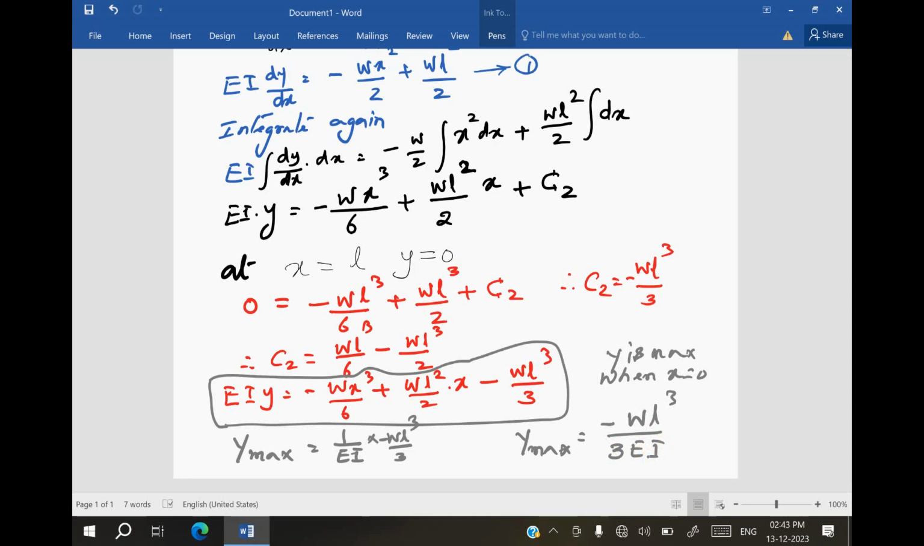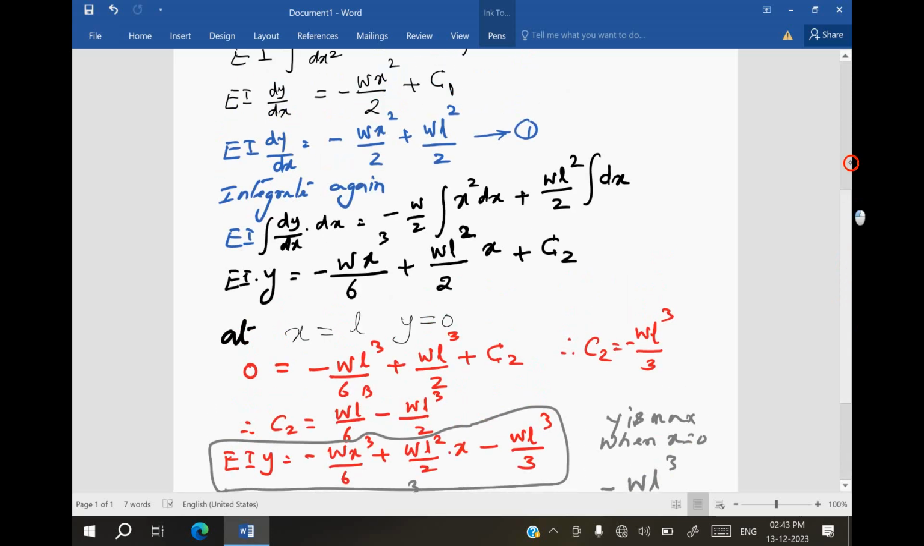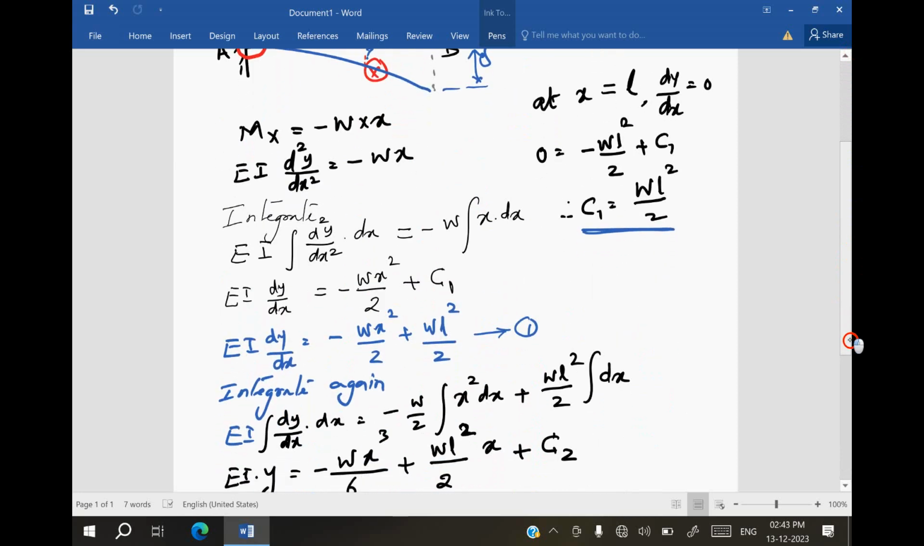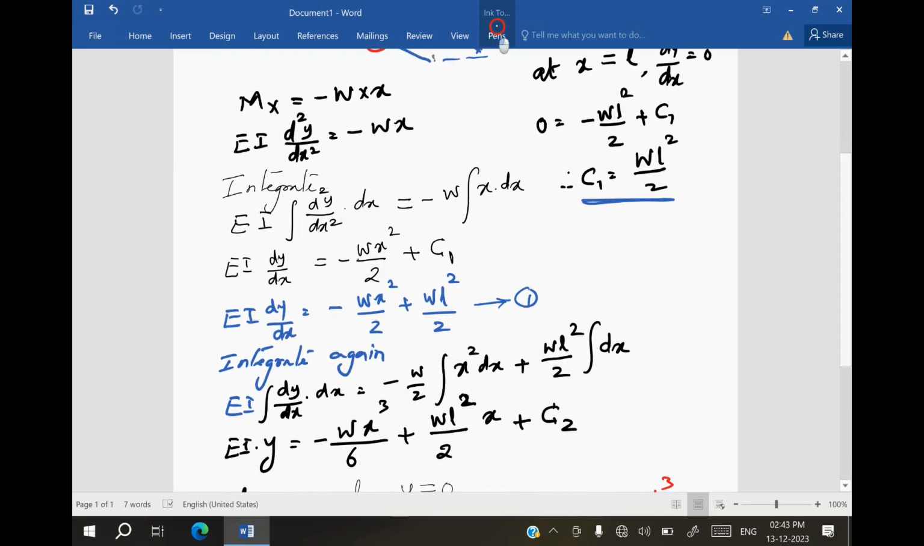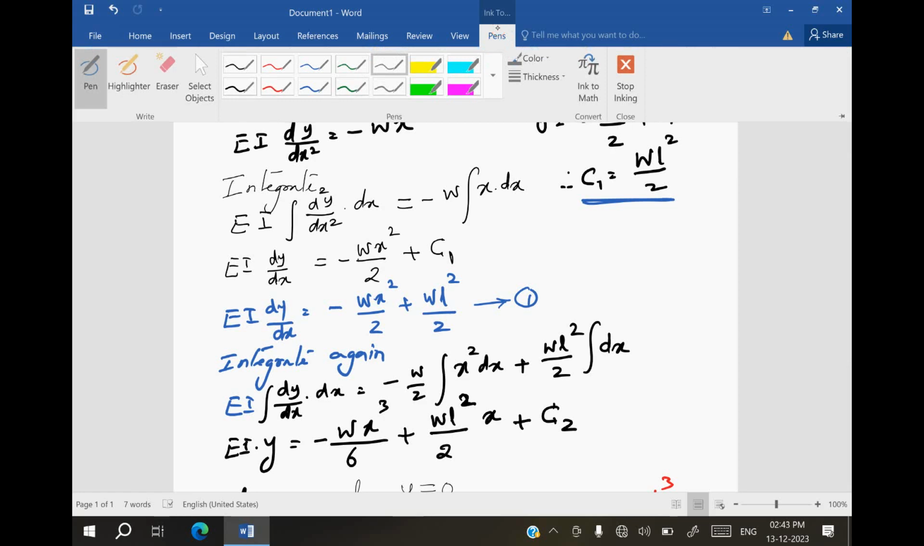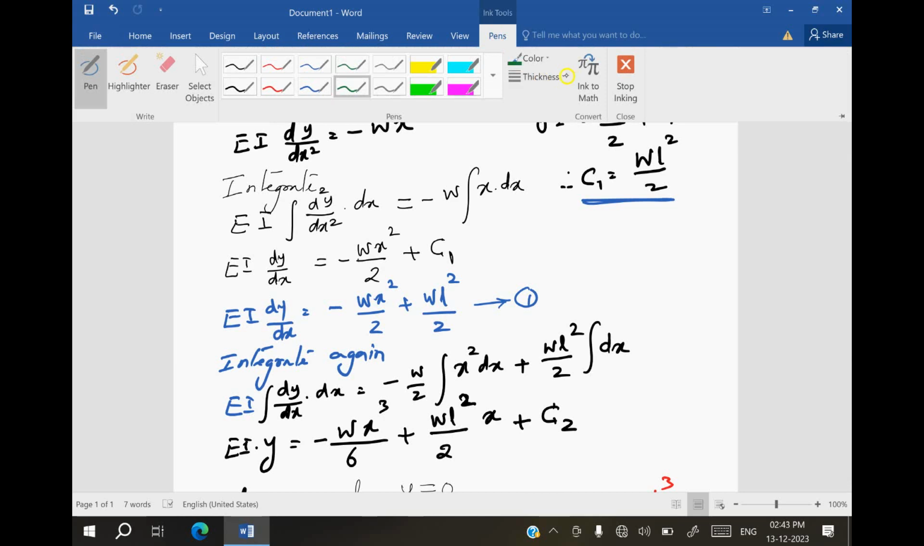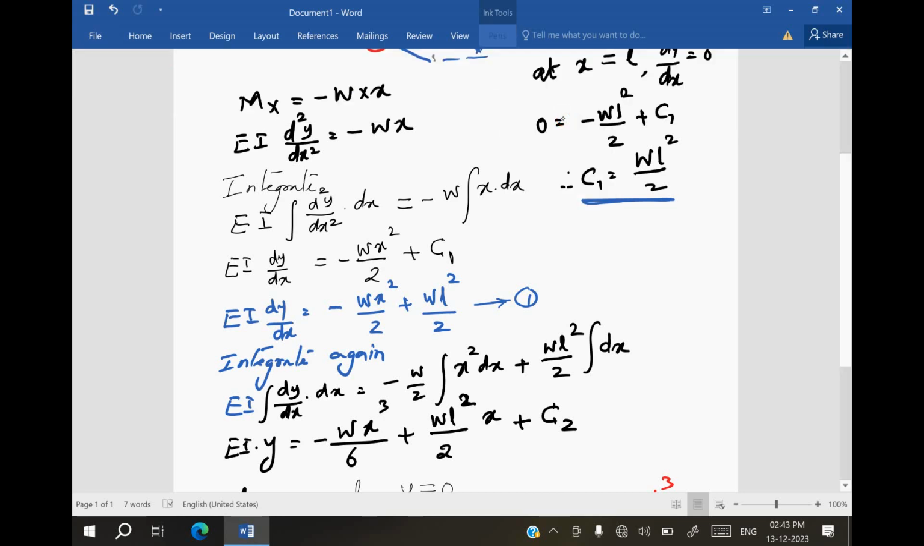And dy by dx is also maximum when your x is equal to 0. Let me go back here, because I don't have space, I will write it on the side. I will change the color to green and make the thickness a little less. Okay, dy by dx is max when x is equal to 0.